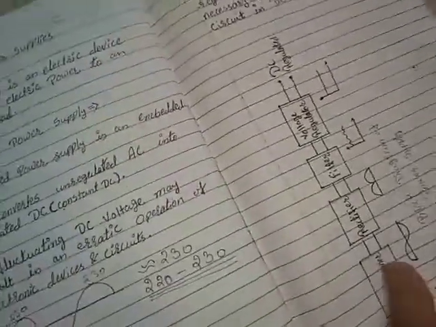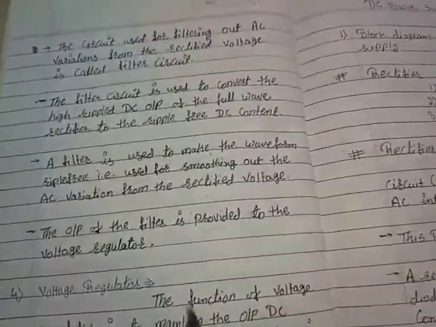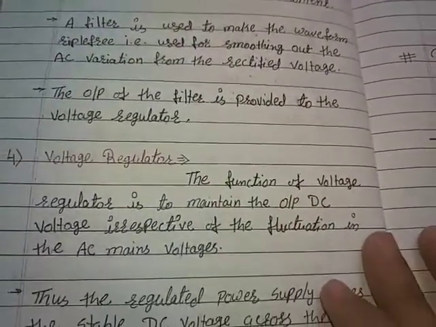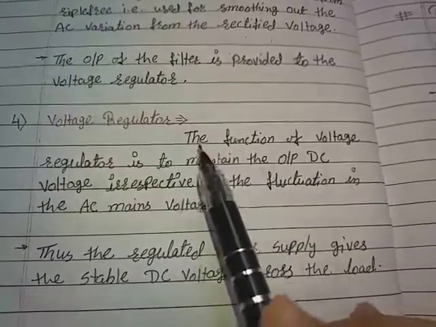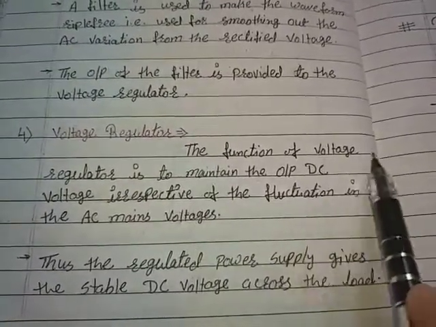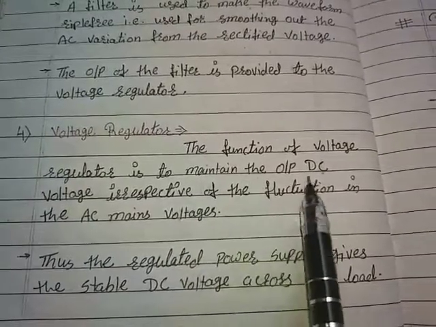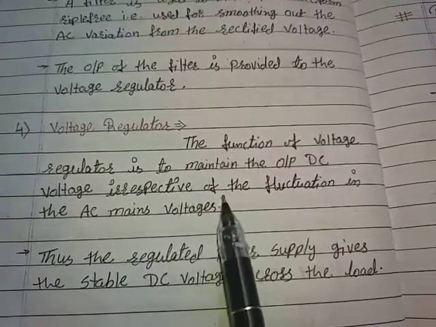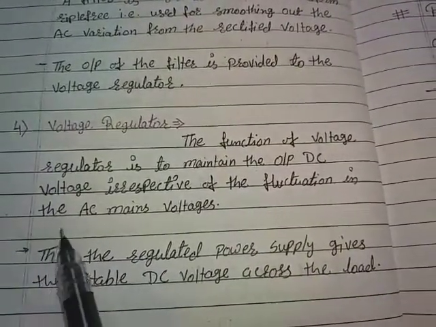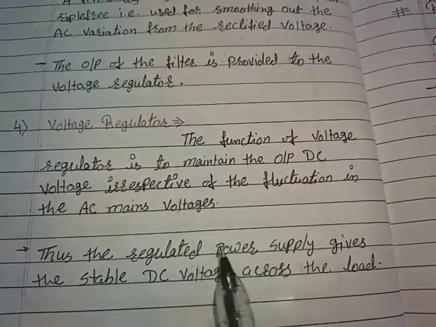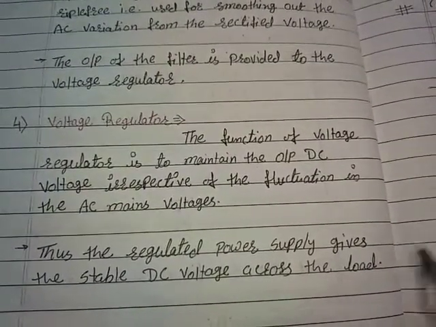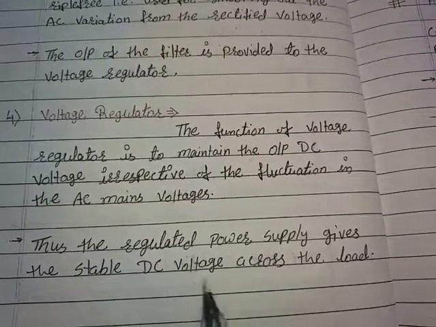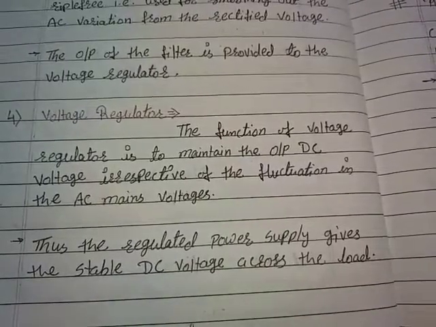Now the output of the filter is provided to the voltage regulator. What is a voltage regulator? As I told you, the function of the voltage regulator is to maintain the output DC voltage constant irrespective of the fluctuation in the AC mains voltage. Thus, we can say that the regulated power supply gives a stable DC voltage across the load.